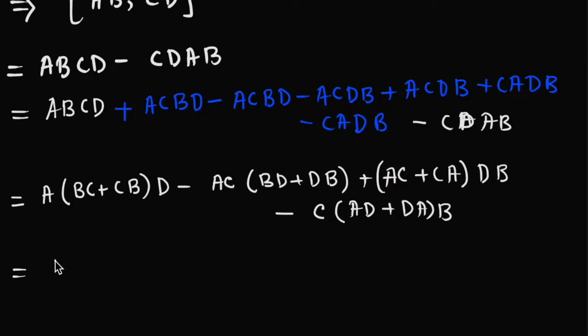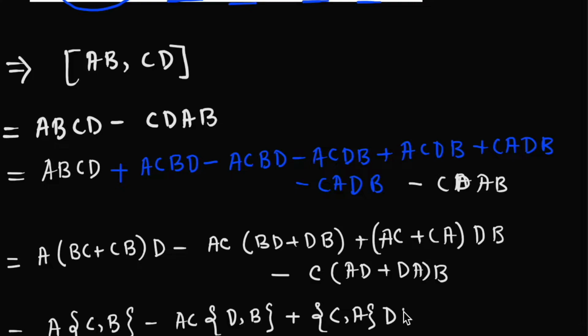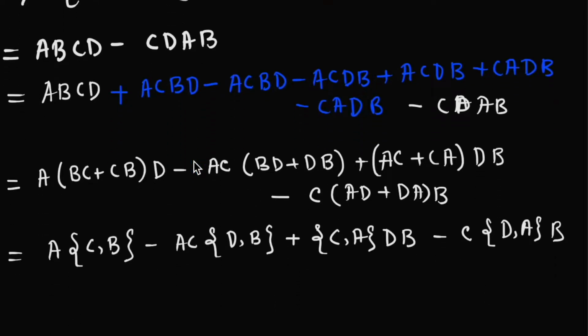Now what is it? It is A, anti-commutation between C and B, times D, minus AC, anti-commutation between D and B, plus anti-commutation between C and A, times DB, minus C, anti-commutation between D and A, times B. So hence we prove the following question. Hence proved.